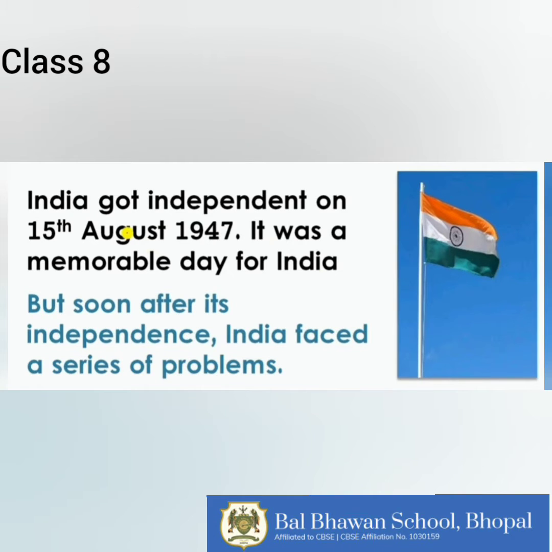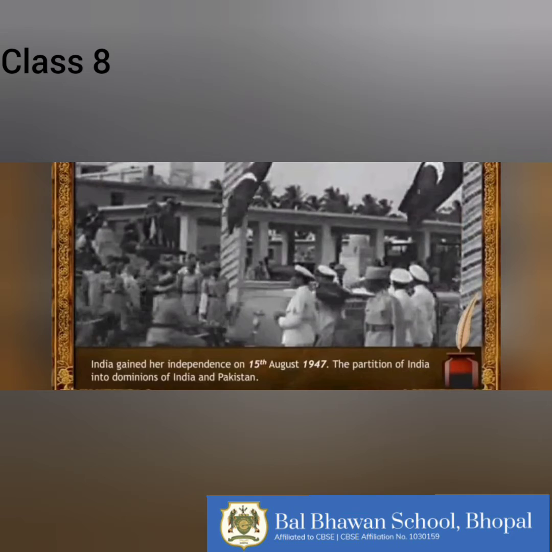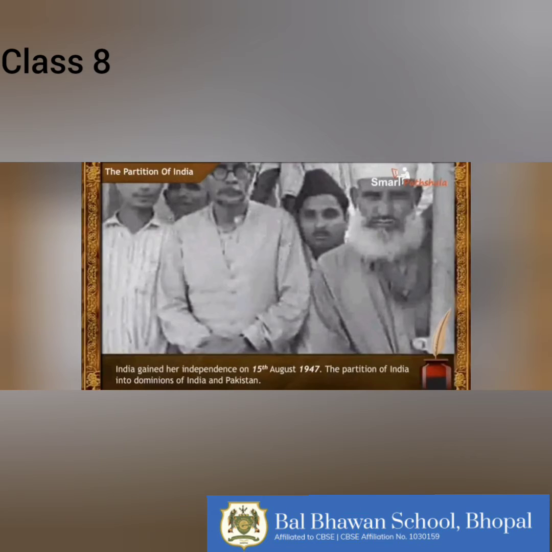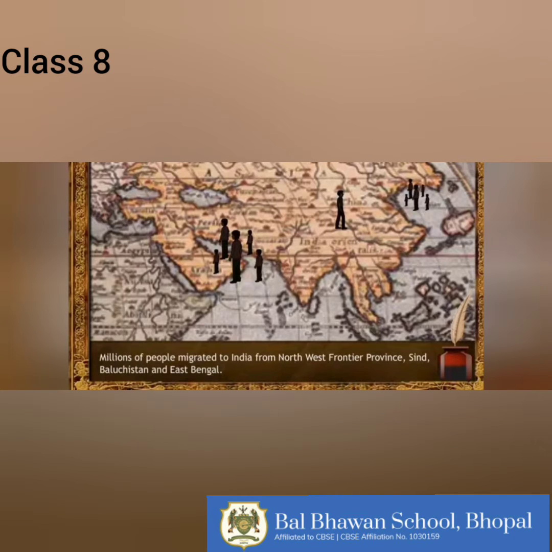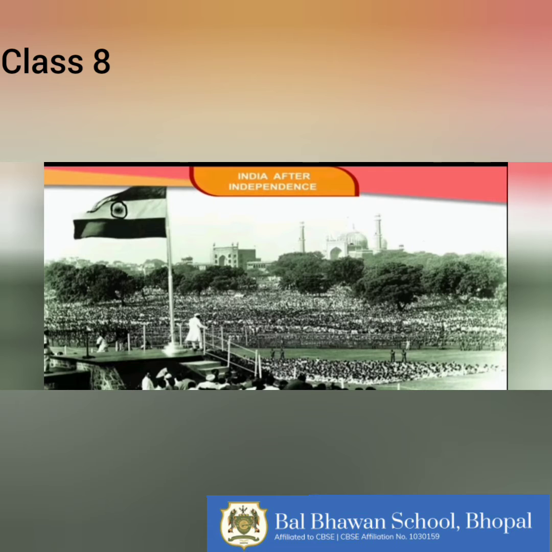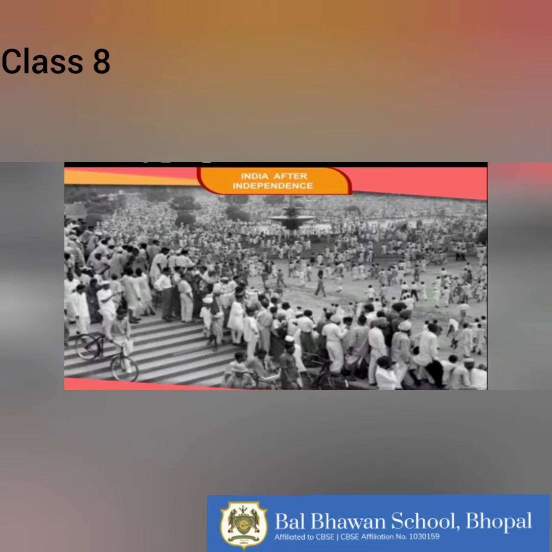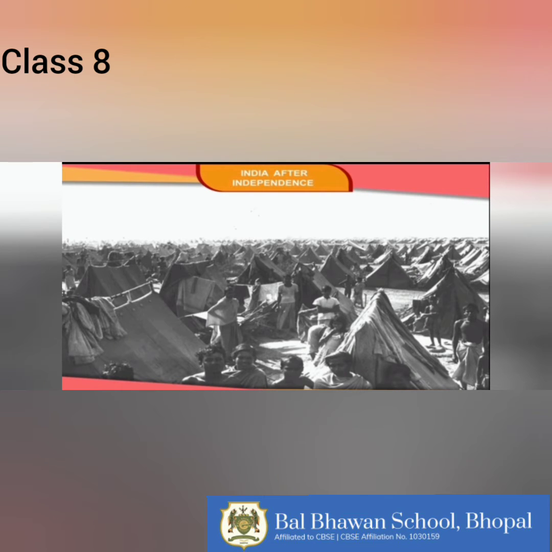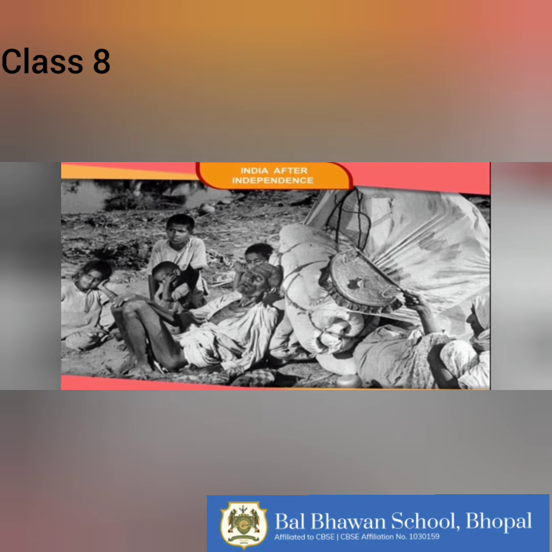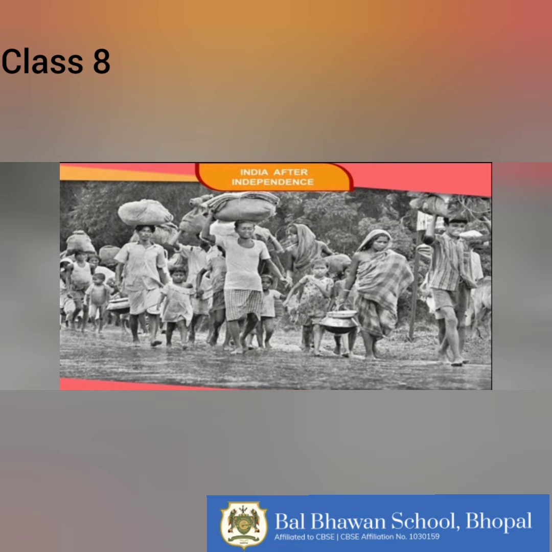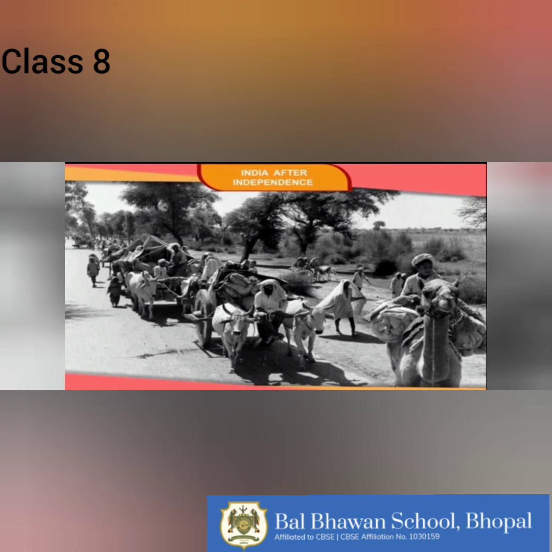Immediately after India attained independence, it was confronted with baffling problems such as communal violence, the problem of refugees, and integration of Indian princely states in the Indian Union. India was partitioned into two nations, India and Pakistan. As a result, millions of people migrated from one country to another. They were homeless and jobless. As they crossed the border, they also became victims of communal violence. According to an estimate, around 8.5 million people migrated to India.